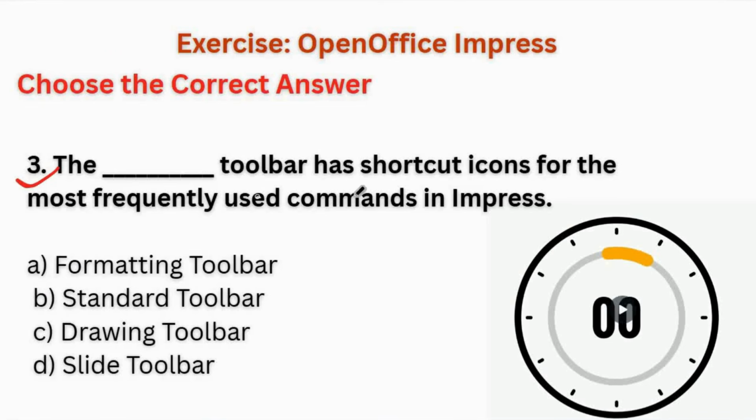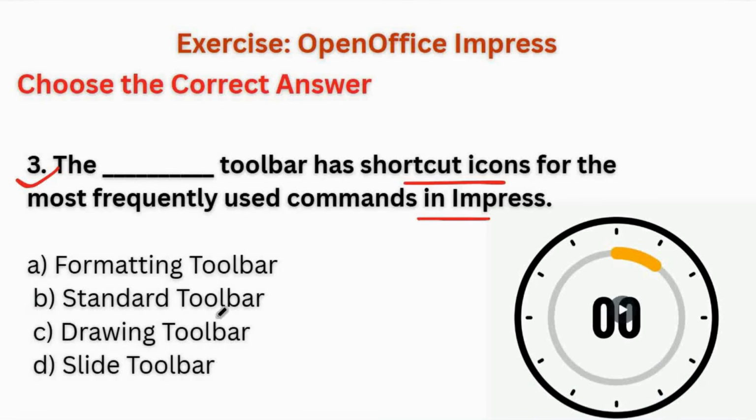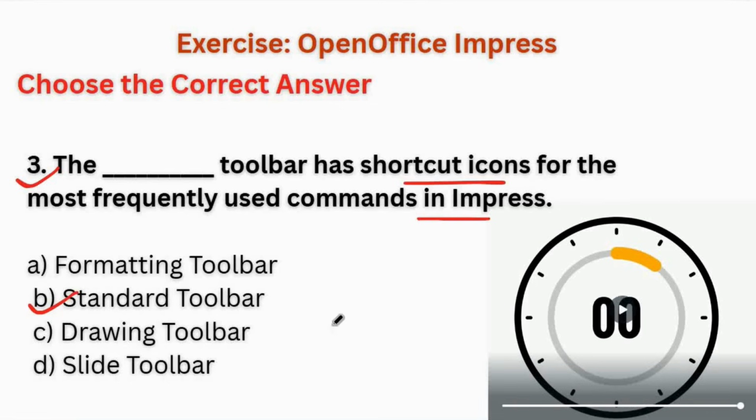Question number 3. The blank toolbar has the shortcut icons for the most frequently used commands in Impress. Option A, formatting toolbar; option B, standard toolbar; option C, drawing toolbar; and option D, slide toolbar. Choose the correct option. Your time starts now. 5, 4, 3, 2, 1, time's up. The correct answer is standard toolbar. The standard toolbar has all the common icons or buttons used most frequently in Impress.